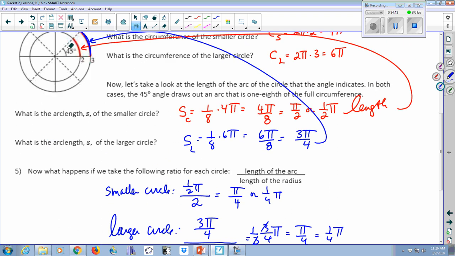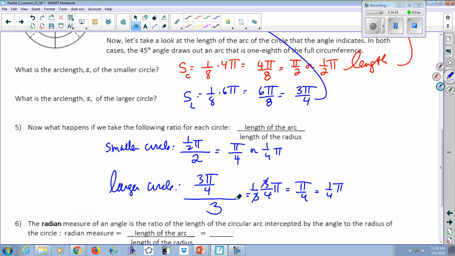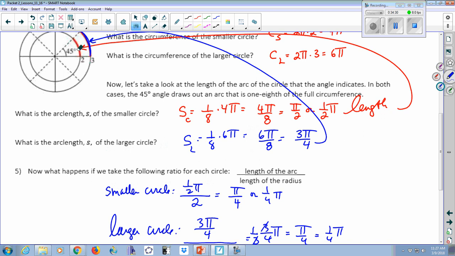So that tells you that this 45-degree angle is pi over 4 radians. That's the equivalent of 45 degrees. It's pi over 4. So as you can see here, when I took this ratio, it didn't matter whether I was on the circle with radius 2 or the circle with radius 3 or the circle with radius 10. It doesn't depend on the length of the radius, just the angle.